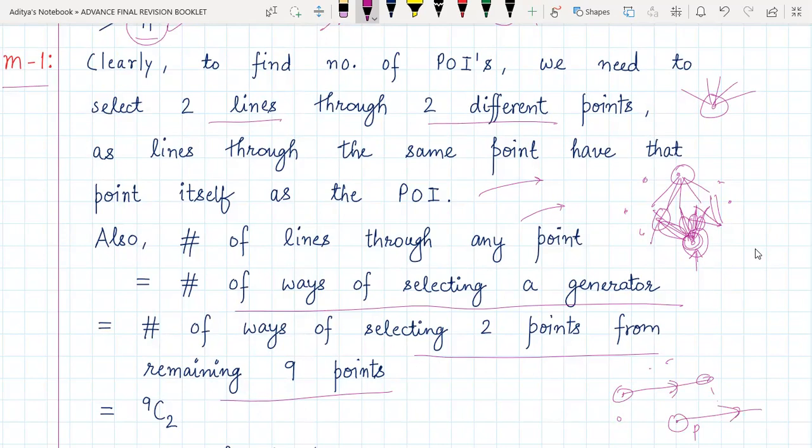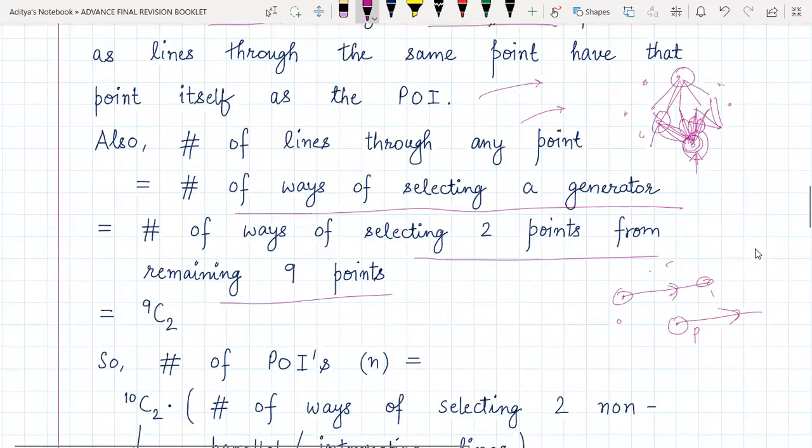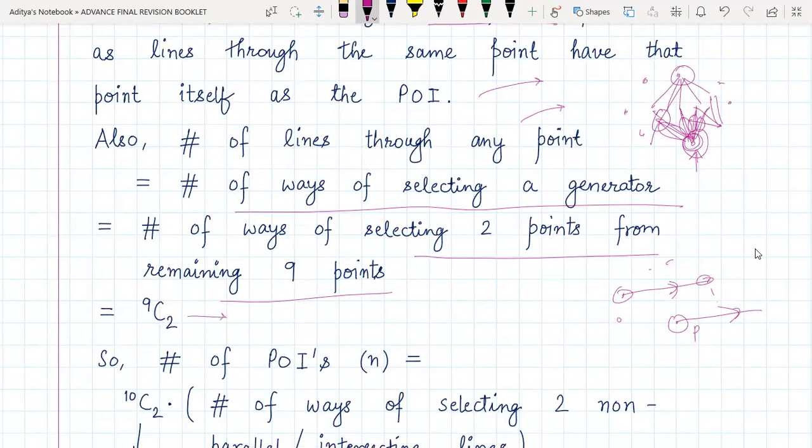So that's how the number of generator lines is equal to the number of lines through any point, and the number of ways of forming a generator is simply the selection of 2 points from the remaining 9 points, because any 2 points give us a generator line. So that's why it would be equal to 9C2.